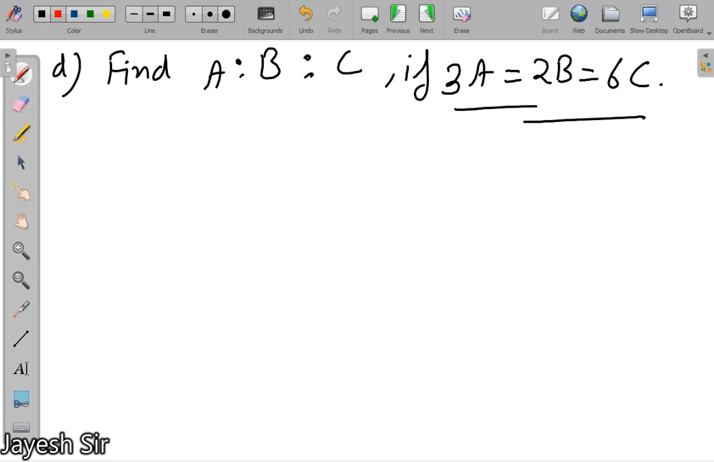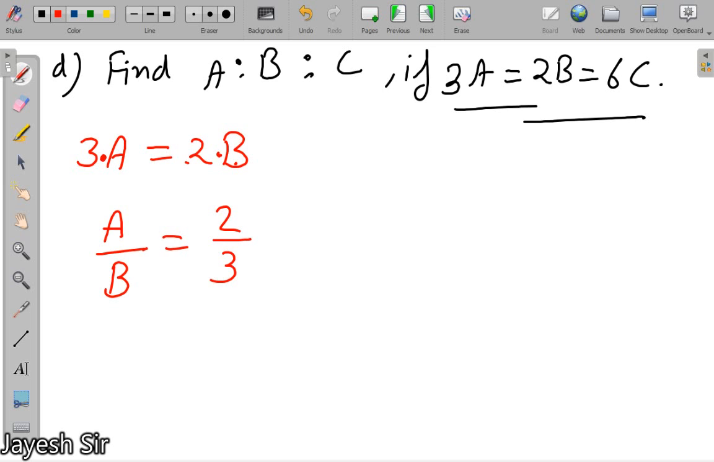First of all, we will take the group of first equal to, 3A is equal to 2B. By doing the cross multiplication, 3 and A are multiplied, here 2 and B are multiplied. So if I transfer B to the left hand side, it will come to the denominator, and if I transfer 3 to the right hand side, it will come to the denominator of 2.